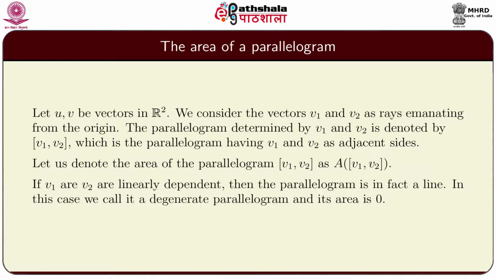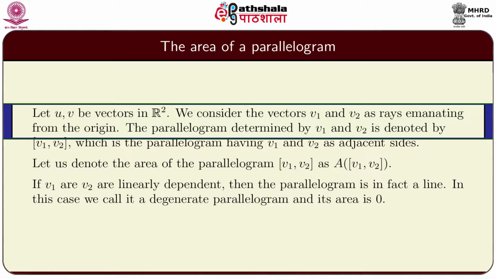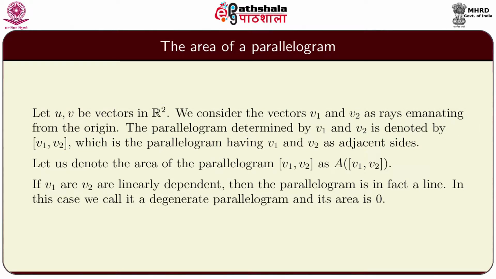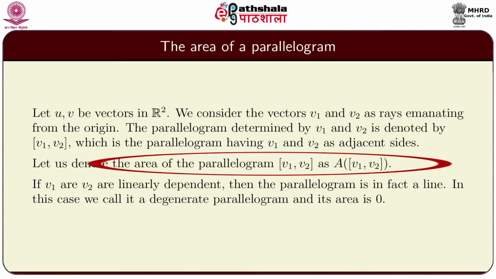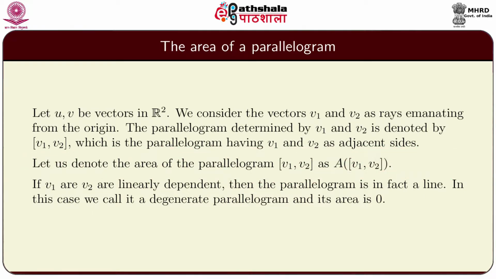Let V1 and V2 be vectors in R2. Let us see these vectors as rays emanating from the origin. Then the parallelogram defined by V1, V2 is denoted by this box V1, V2, which is the parallelogram having V1 and V2 as adjacent sides. Let us denote the area of the parallelogram, this box V1, V2, as A of box V1, V2.